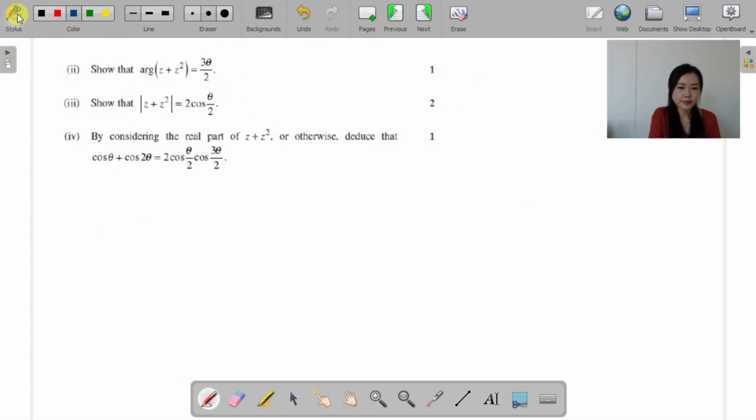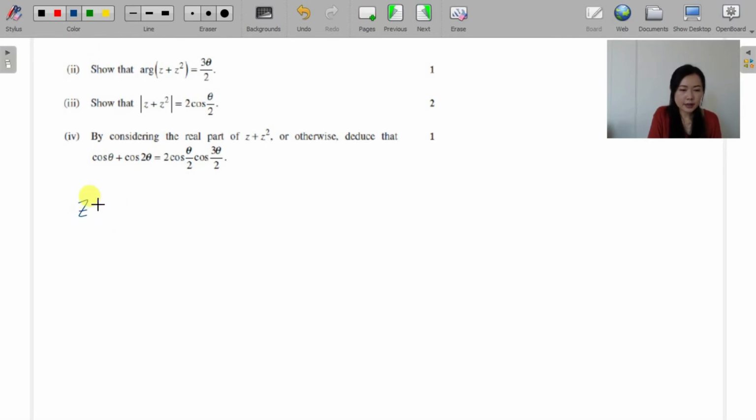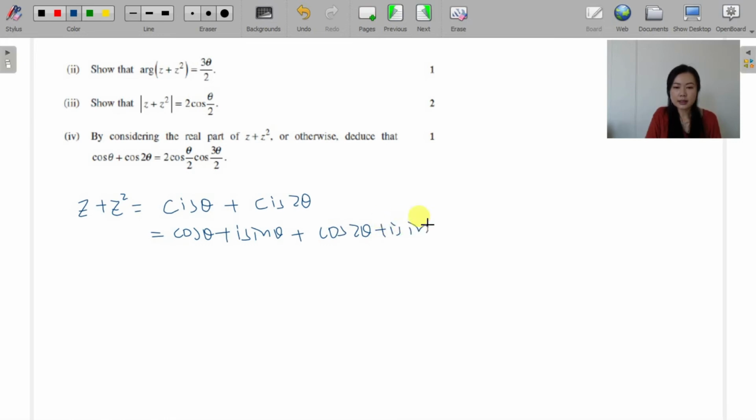All right, so z plus z squared itself is cis theta plus cis 2 theta. So that's cos plus i sine, cos plus i sine. So the real part is cos theta plus cos 2 theta. You can see that is basically this part.